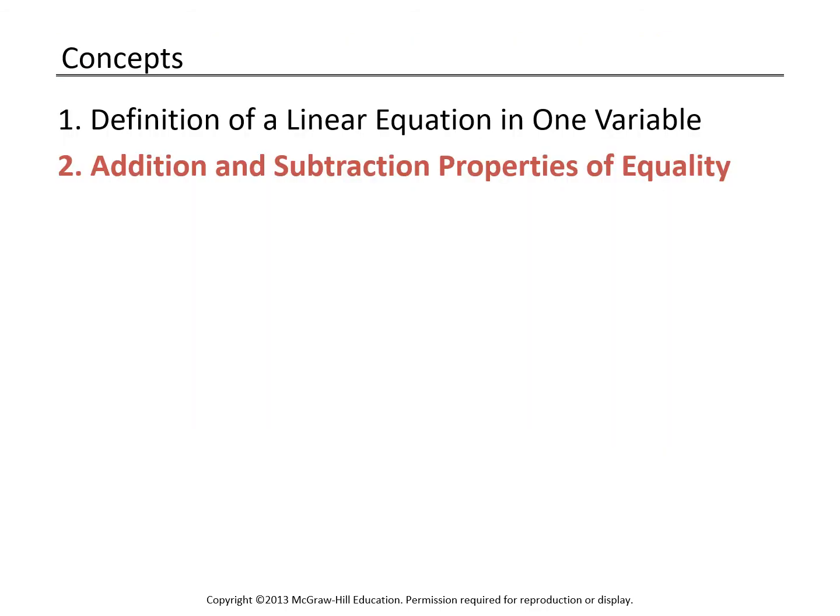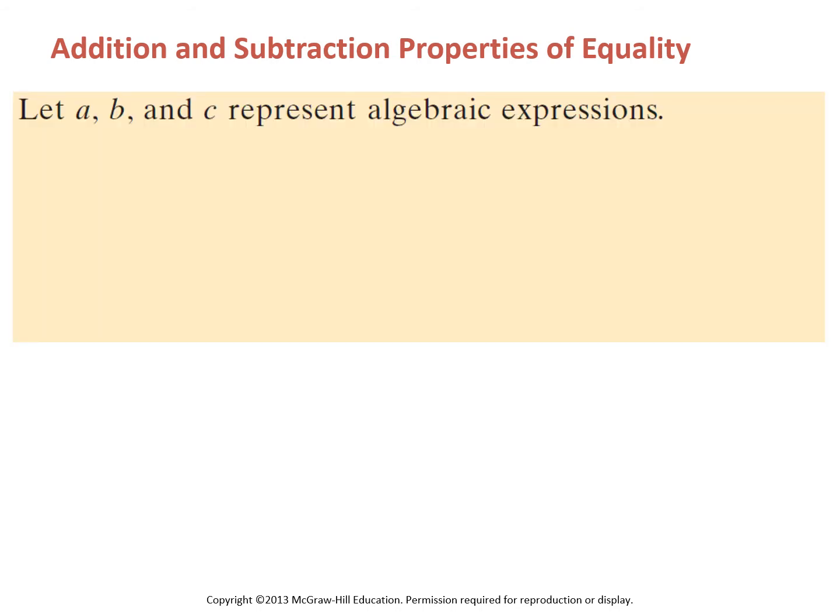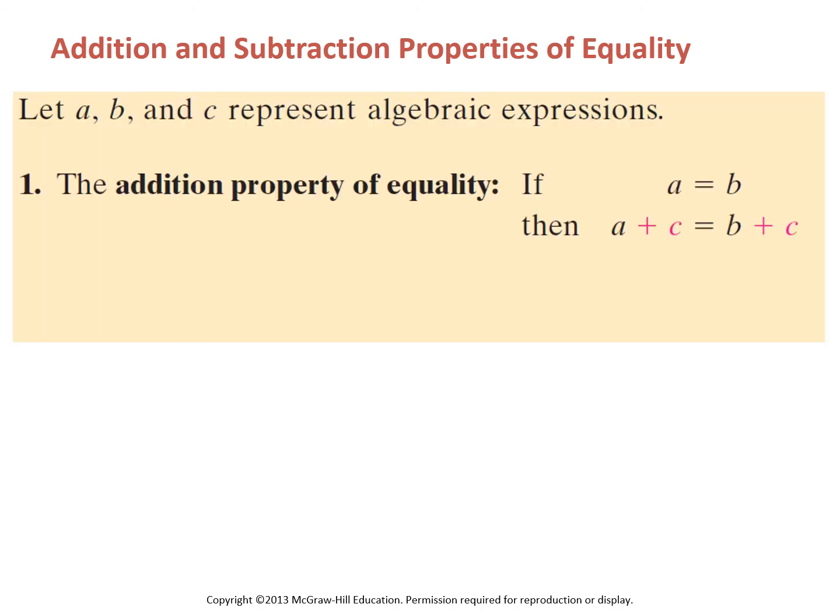Okay, so now we're going to look at the addition and subtraction properties of equality. So the addition property of equality says that if a equals b, then a plus c equals b plus c. So we can add any constant to both sides of the equation and still keep things balanced.